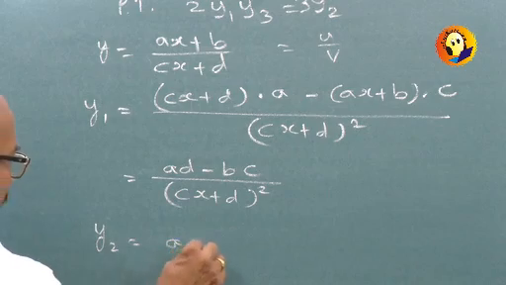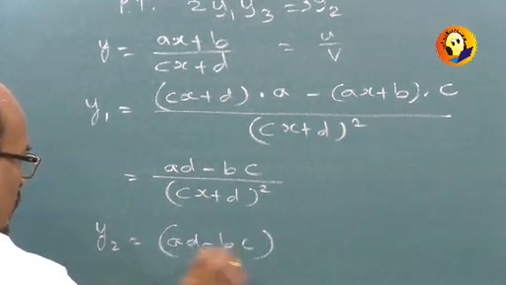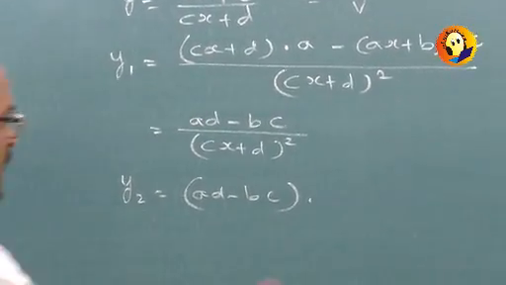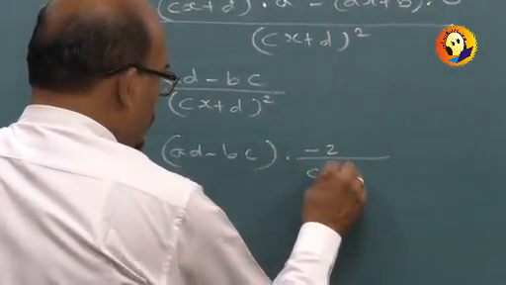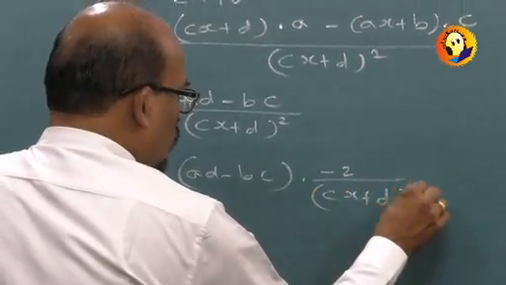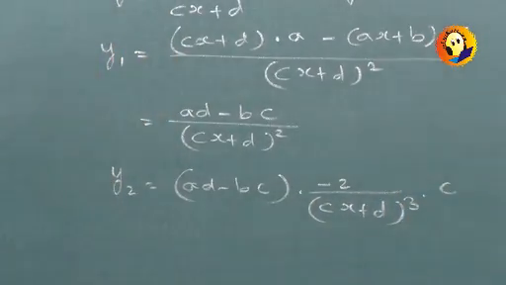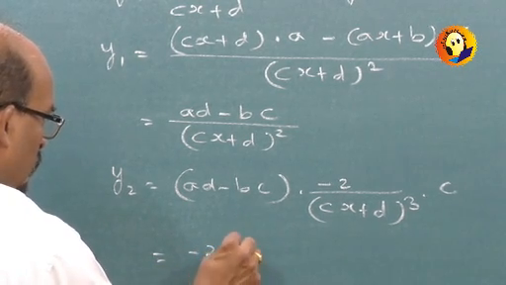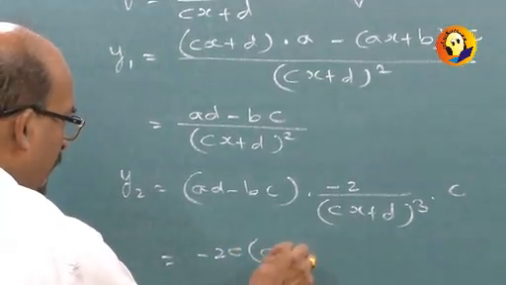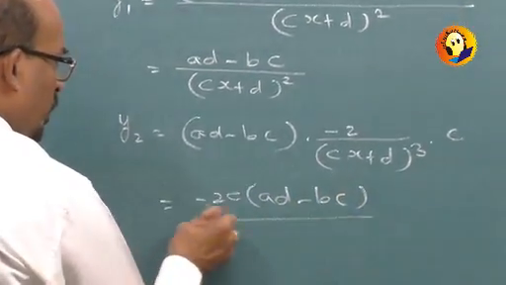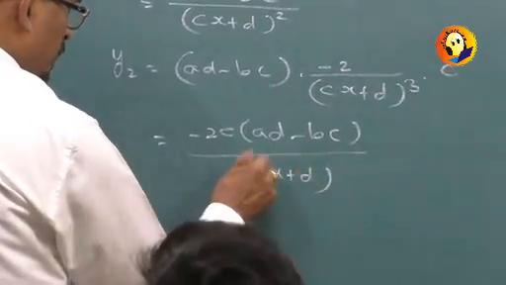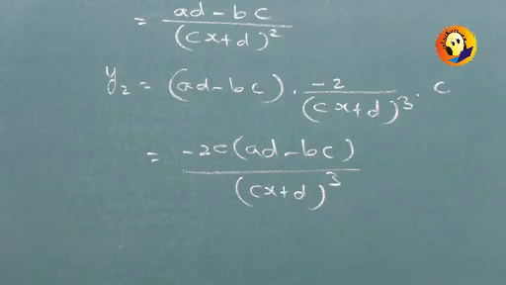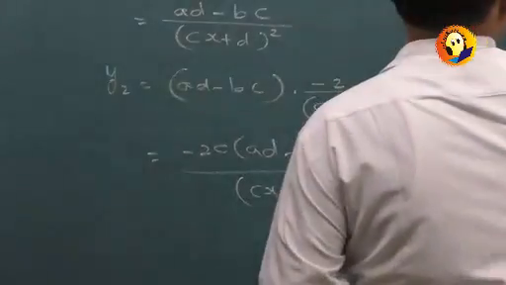Now ad minus bc is constant. What will be derivative of 1 upon cx plus d bracket square? It is minus 2 upon cx plus d bracket cube into c, right? So it will be minus 2c into bracket ad minus bc upon cx plus d bracket square bracket cube. That will be y2. And what will be y3?